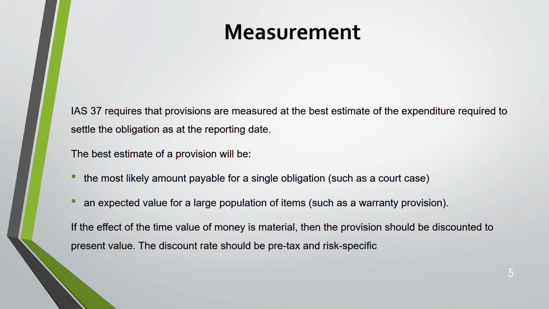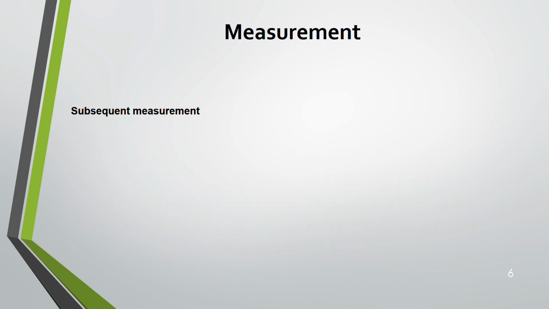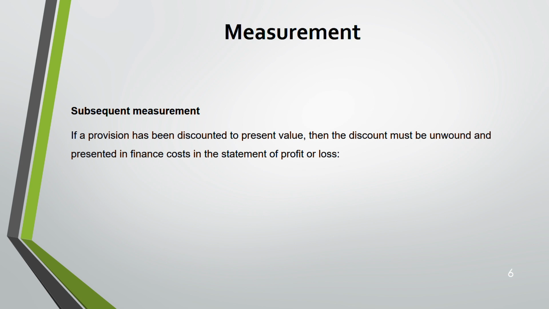Now, subsequent measurement; that was initial measurement. If a provision has been discounted to present value, then the discount must be unwound and presented in finance cost. That means in your statement of profit and loss, you have to recognize that discount as finance cost. It goes as an expense in P&L. So this is how you do it: debit finance cost in P&L and credit provision in your statement of financial position. It goes as a long-term liability; under long-term liabilities you write provisions.